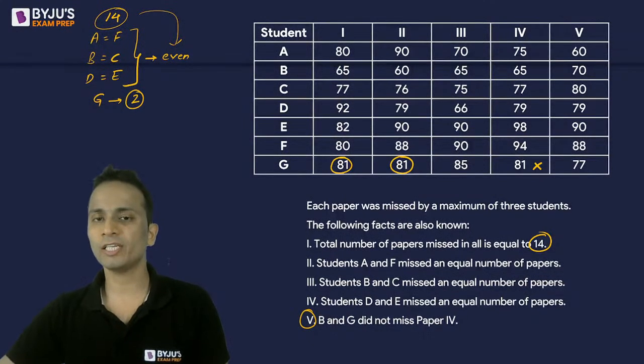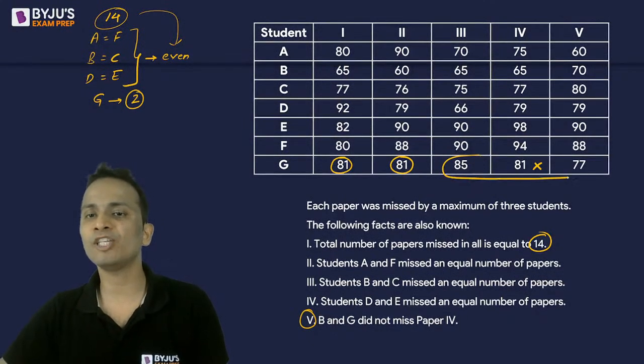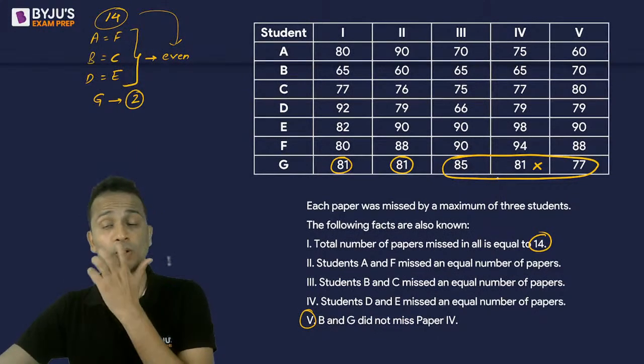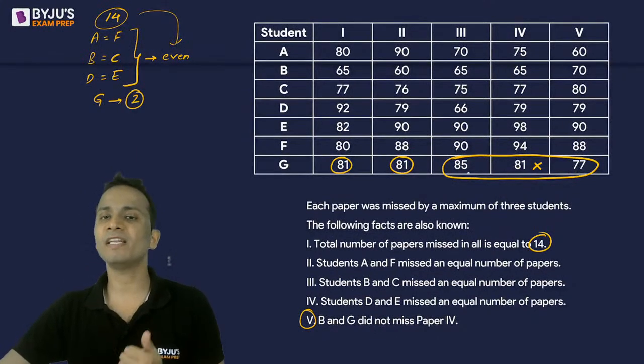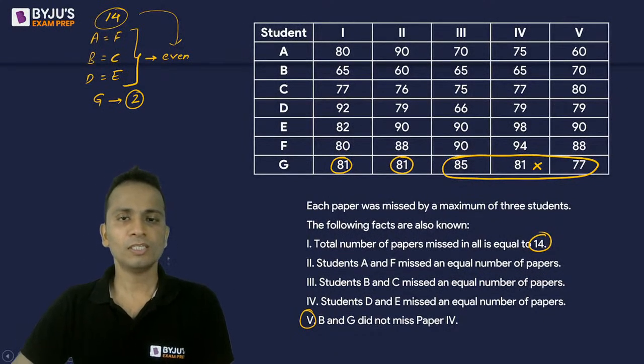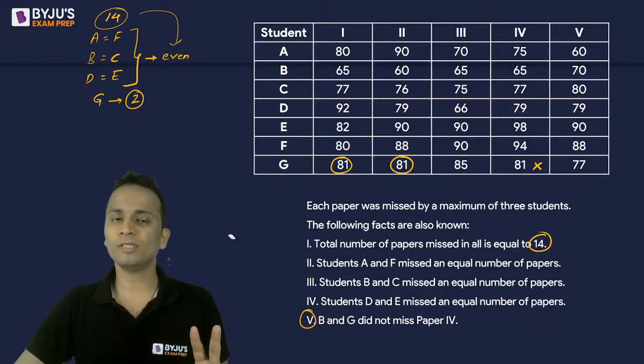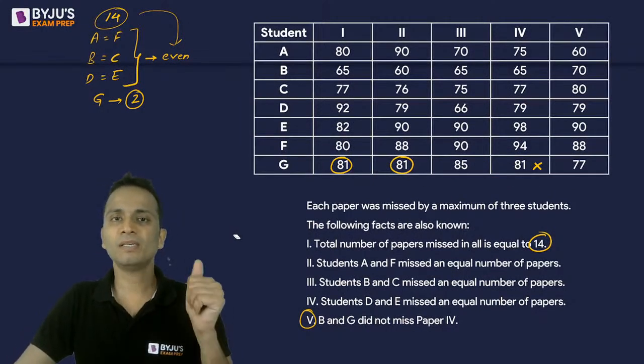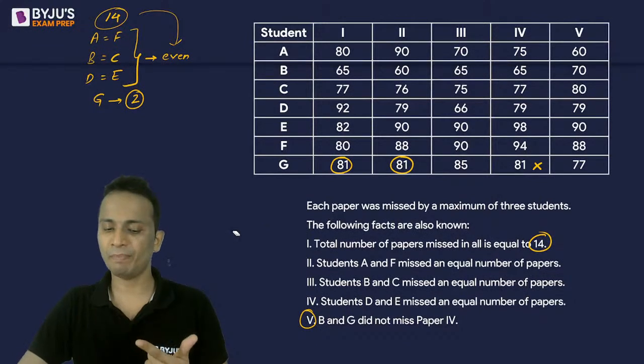You can cross check this by calculating the average of these three marks. So average of 77, 81 and 85. Yes, it is equal to 81. Okay. So G will miss two papers and these papers will be paper number 1 and paper number 2.